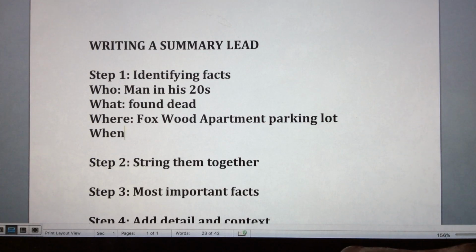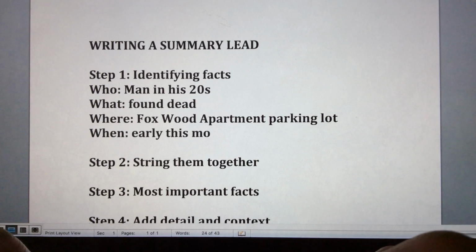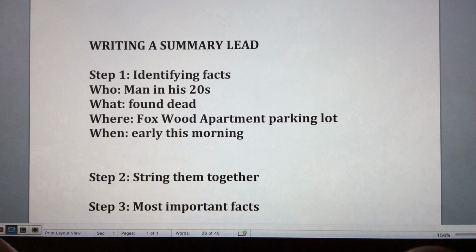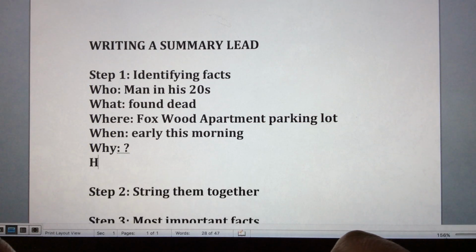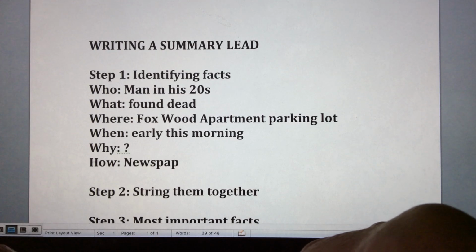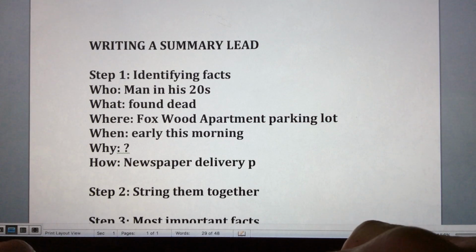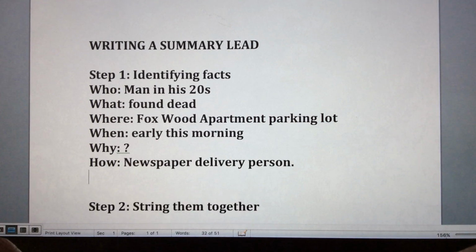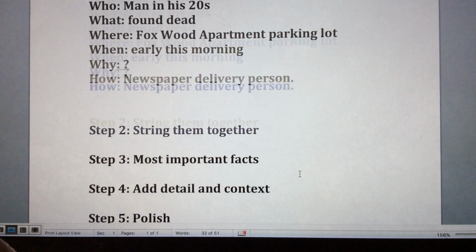When? Early this morning. Why? Well, that we don't know. None of our information tells us anything about why. How? We don't know how he came to be found, how he came to be dead, but we do know how he was found. He was found by a newspaper delivery person. Okay, now we have all of our facts identified.